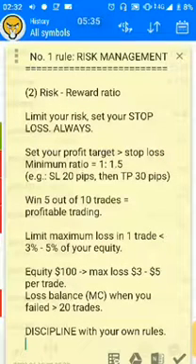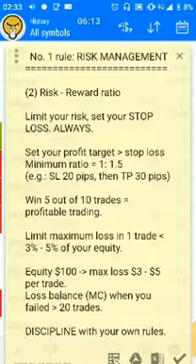The second element of my risk management rule is risk and reward ratio. Limit your risk, set your stop loss. Never ever let your running trades without stop loss. Always set your profit target bigger than your stop loss. And your minimum risk reward ratio should be nothing less than 1 compared to 1.5. That means if your stop loss 20 pips, then your profit target at least 30 pips.